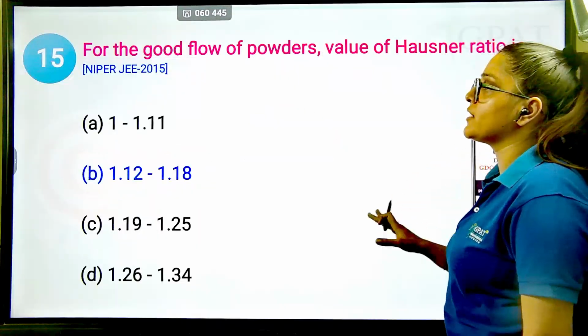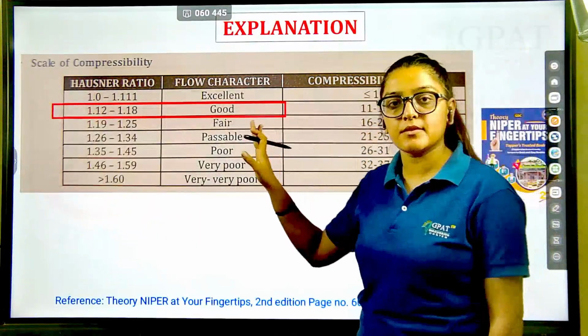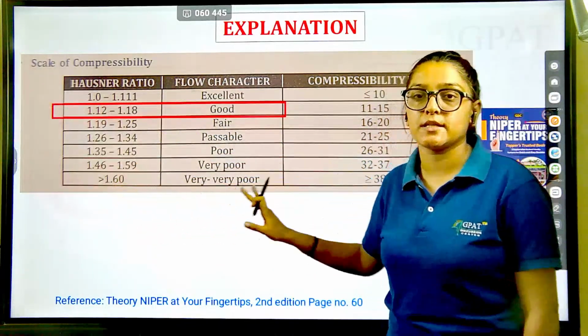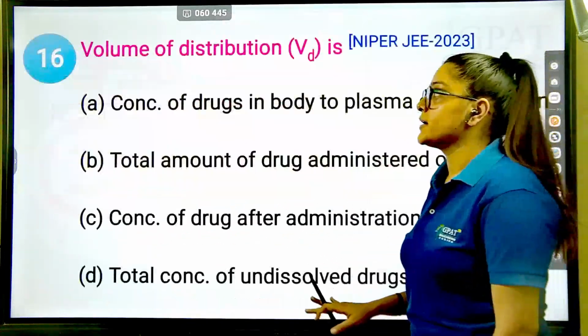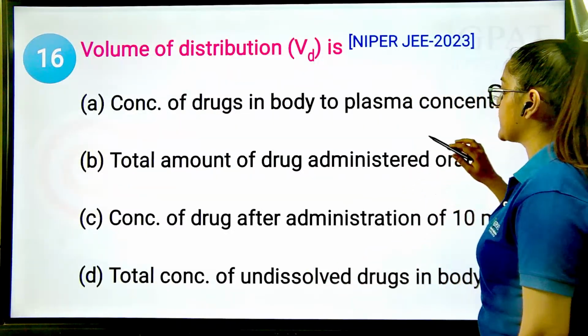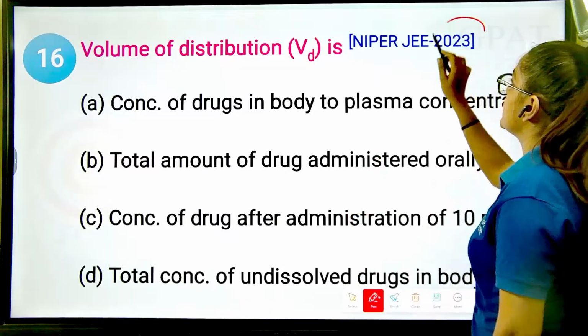Yes, most of you have got it right. Just remember this table. This is a very important table. It will cover both your Kar's index as well as the Hausner ratio. Okay, next, volume of distribution. You can spot that this question is from 2023.